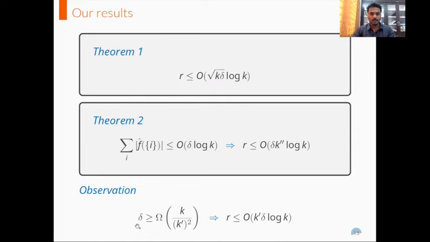Also, we observed that delta is greater than k by k double prime, which implies, with a little bit of calculation, another bound on R in terms of k prime, delta and k. Note that the first bound on R is in terms of k and delta. The second bound is in terms of k double prime, delta and k. And the third bound is in terms of k double prime, delta and k.